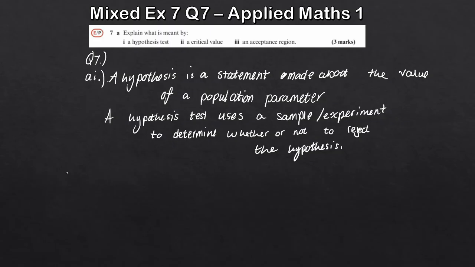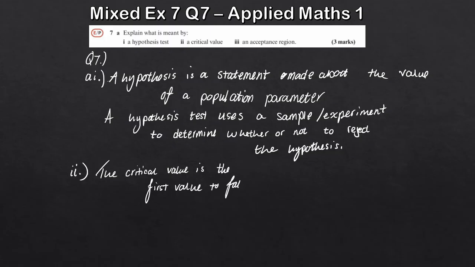Okay, critical value, much easier. So remember, the critical value is just the first value that's within the critical region, so not too bad. So the critical value is the first value to fall within the critical region. So that's quite a nice easy one.